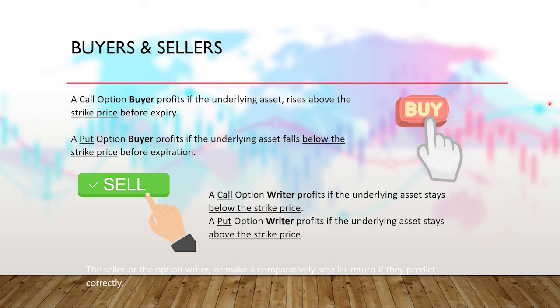The seller, or the option writer, will make a comparatively smaller return if they predict correctly, because the writer's return is limited to the premium received, no matter how much the underlying stock moves. They write an option contract, they think it's either going to stay below the strike price or above the strike price. So they could sell it for, let's say, $100. That's the maximum amount they can receive on that.